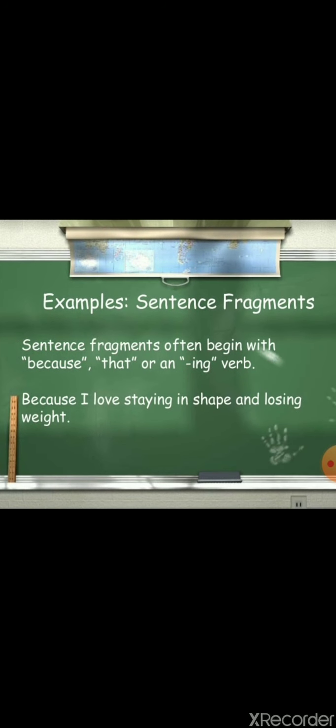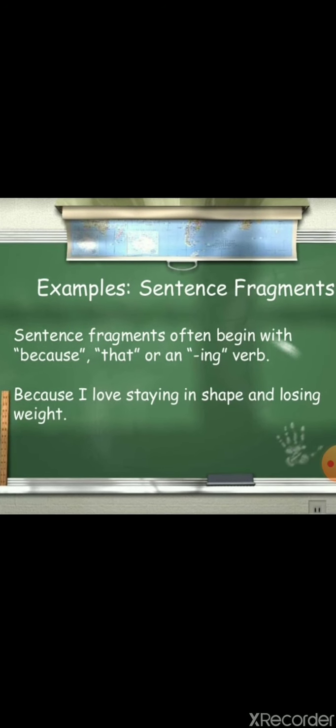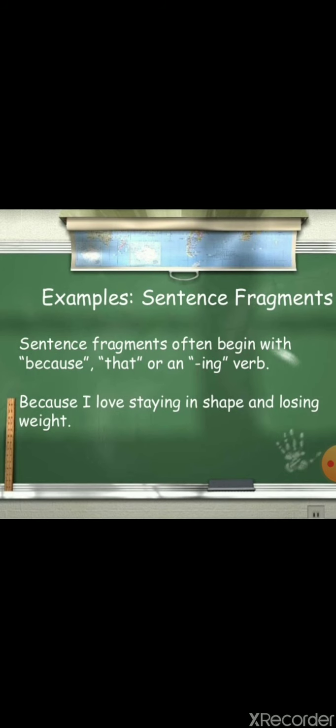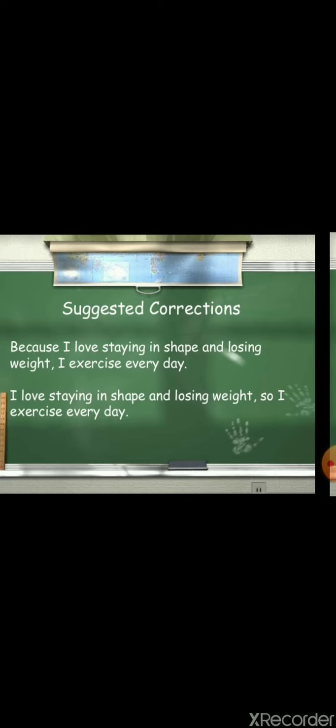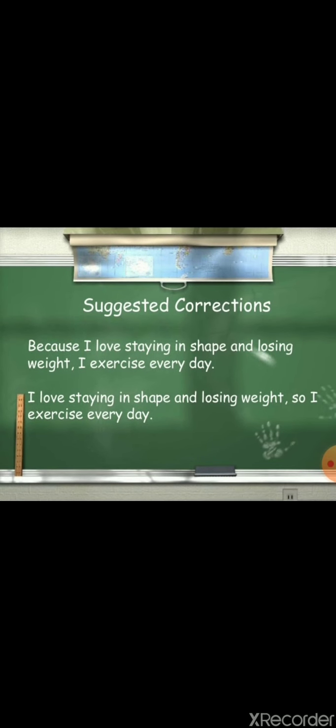Examples of sentence fragments. Sentence fragments often begin with because, that, or an ing verb. Because I love staying in shape and losing weight. I make it a little broader for you. They always start with because, that, or ing verb. Because I love staying in shape and losing weight, I exercise every day.